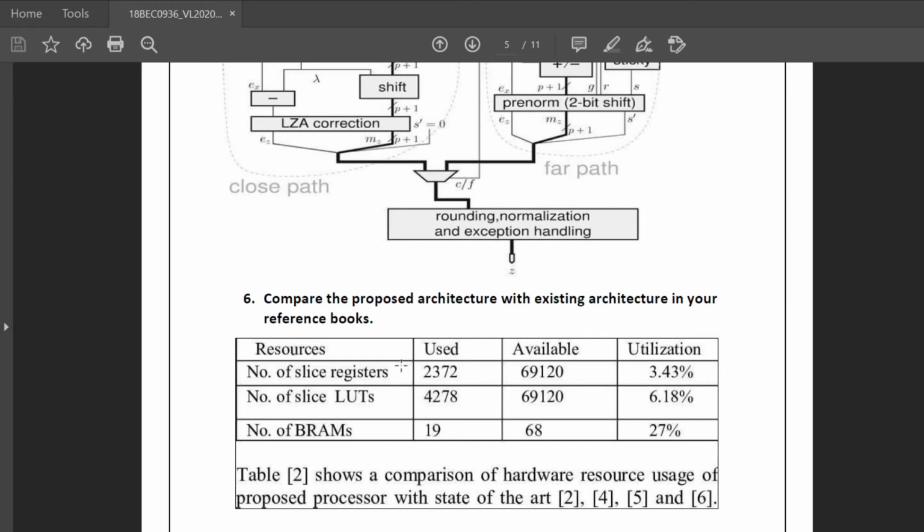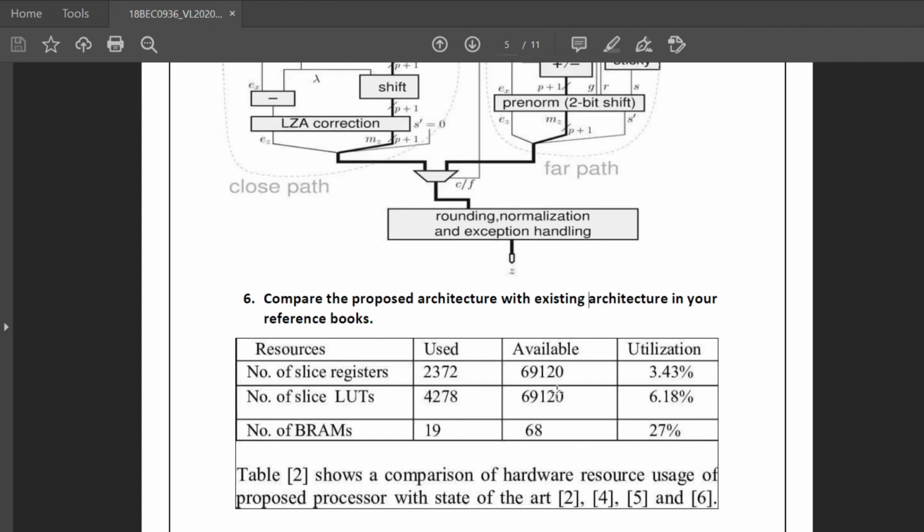There are a number of slice registers. 69,120 slice registers are available, but we've just used 2,372, just 3.43% of the utilization. Similarly, we've just utilized 6.18% of the slice LUTs, and just 27% of the BRAMs. We just used 19, but the available is 68.